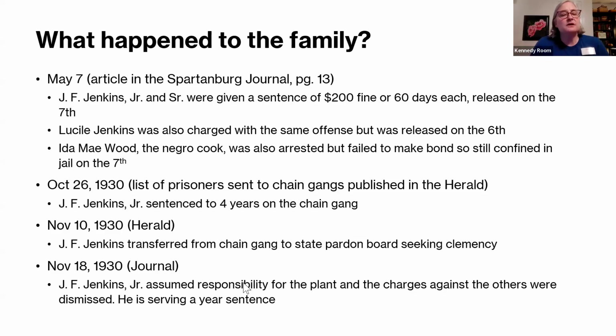On October 26th of 1930, there was a list of prisoners sent to chain gangs, which was published in the Herald. J.F. Jenkins Jr. was sentenced to 4 years on the chain gang. Apparently, he skipped bail or skipped his bond, and they may have gone to Charlotte. And he was hauled back. His offense was gaining some ground.